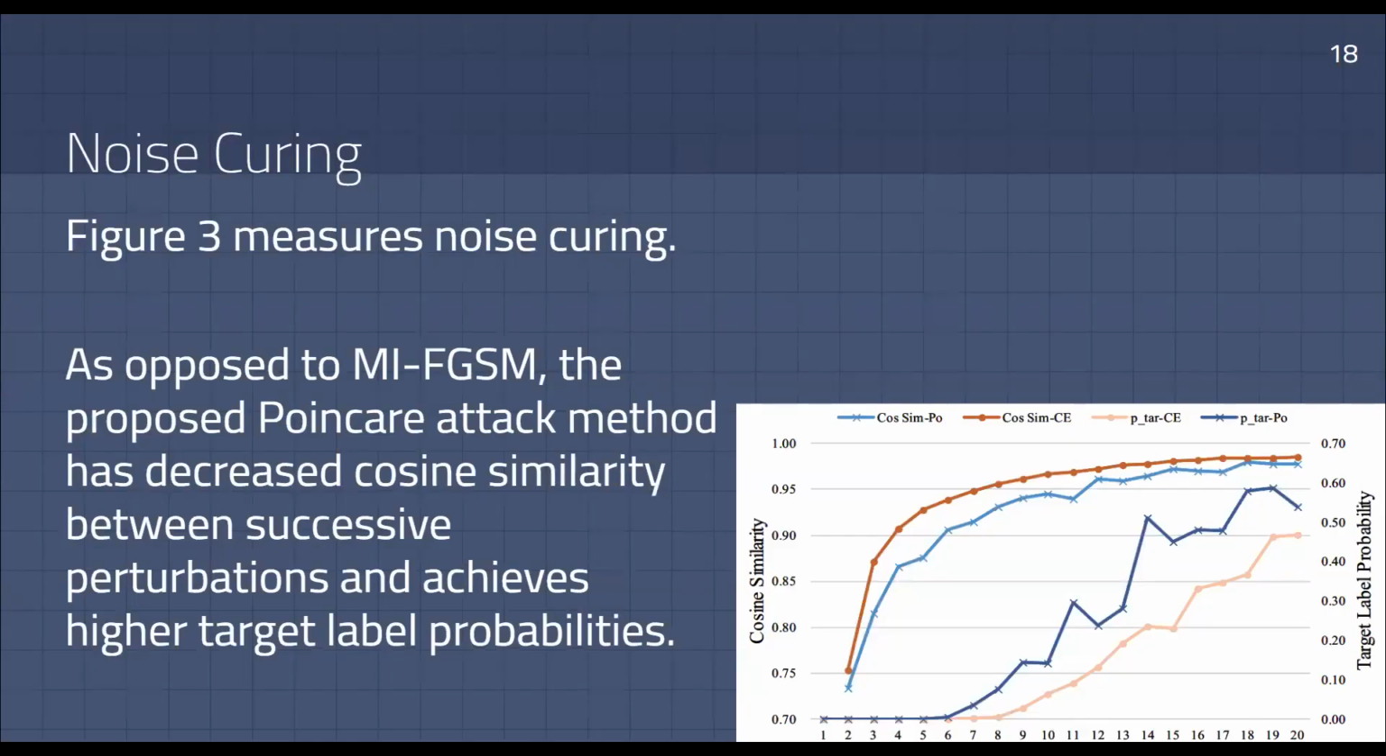This figure measures the effects of noise curing. The top 2 lines here compare the cosine similarities between successive perturbations made with both methods, with the lower cosine similarity achieved by the Poincare attack method being desirable to avoid noise curing. At the same time, the Poincare attack method achieves higher target label probability than momentum iterative FGSM.